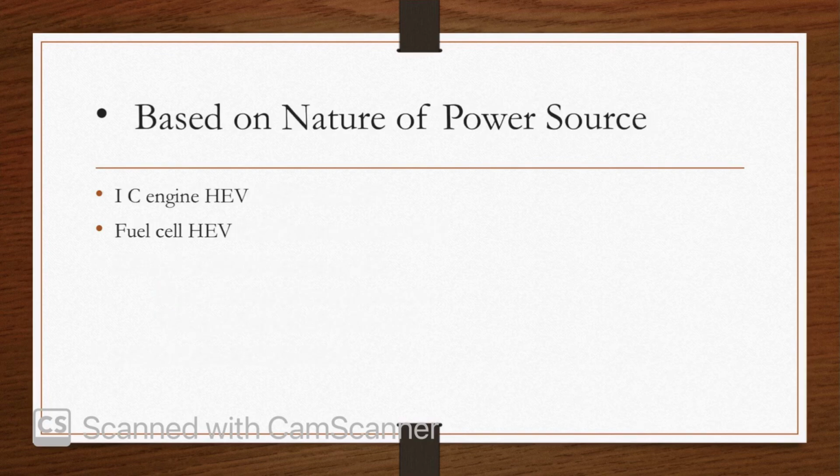At last, we will classify the HEVs based on the nature of power source. There are two types: IC engine powered HEVs and fuel cell powered HEVs. As we have seen, for the IC engine powered HEVs, there are three types: series hybrid, parallel hybrid, and series parallel hybrid. And in fuel cell vehicle, there is a hydrogen fuel cell in which the combustion of hydrogen gas takes place and the generated power is given to run the vehicle.